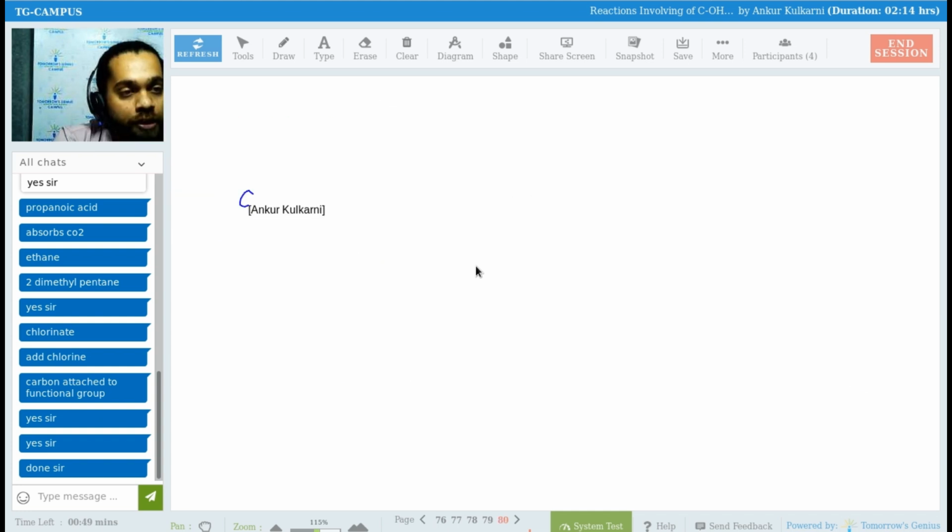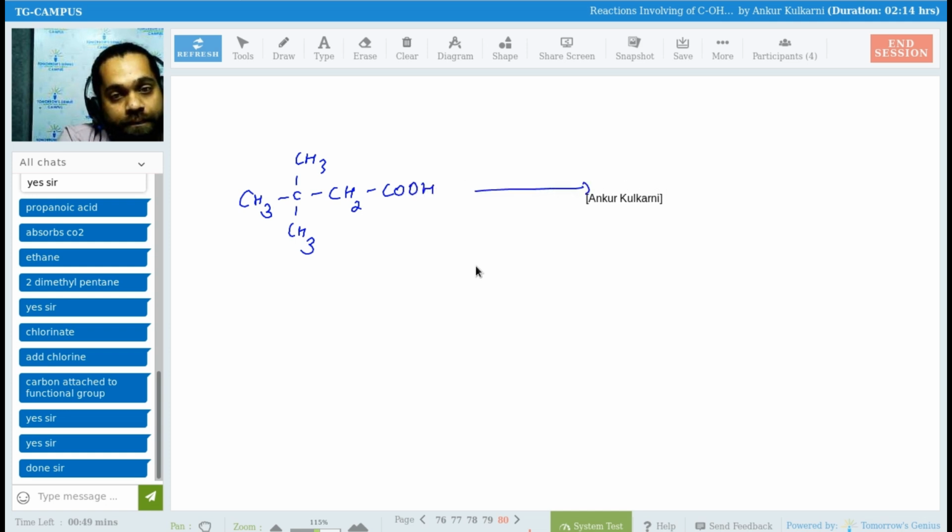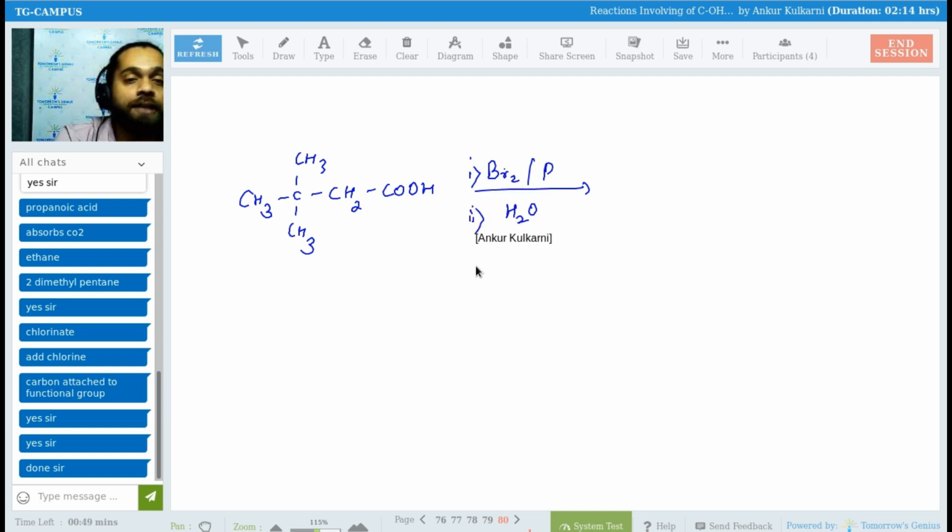Now come on. Do this reaction and tell me the IUPAC name of the product. Solve this and tell me the IUPAC name of the product.